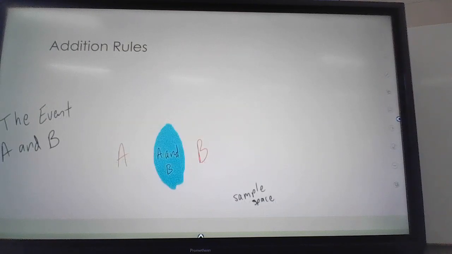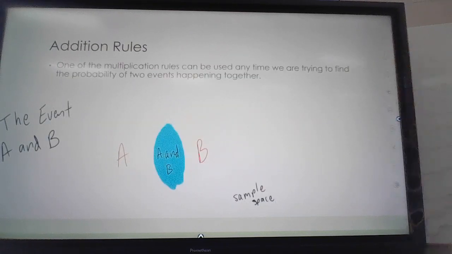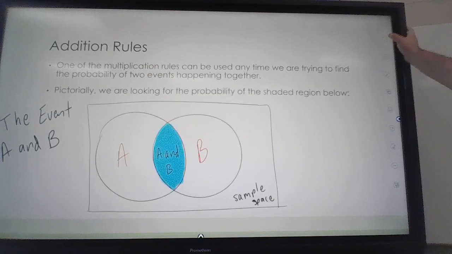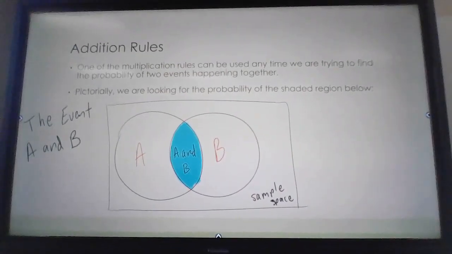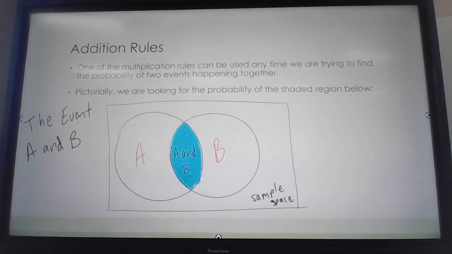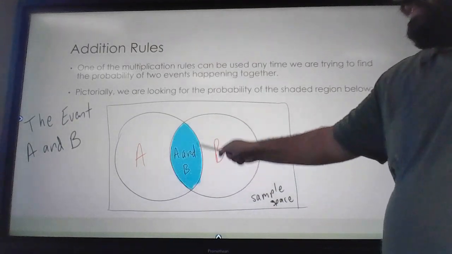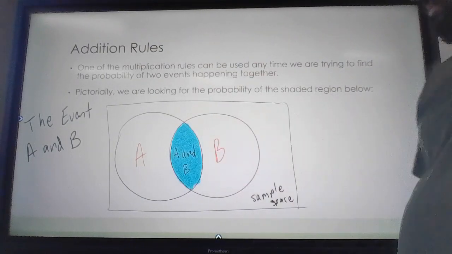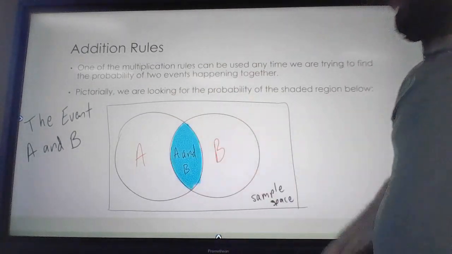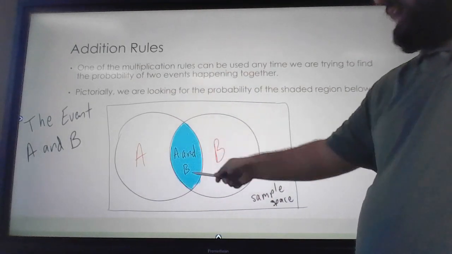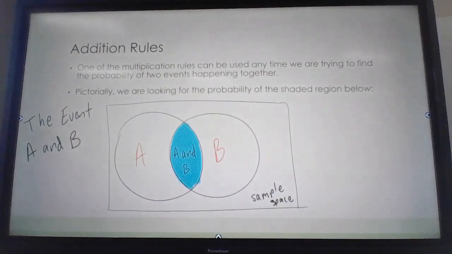Right? So now we'll talk about addition rules. The multiplication rules can be used anytime we're trying to find the probability of 2 events happening together. So here I have a Venn diagram, and essentially this is the visualization of what we're looking at whenever we're trying to find the probability of an AND event, right? We're trying to find this probability right here, okay? And here's our sample space. Here's event A, here's event B, and here's the event of A and B happening together, okay?